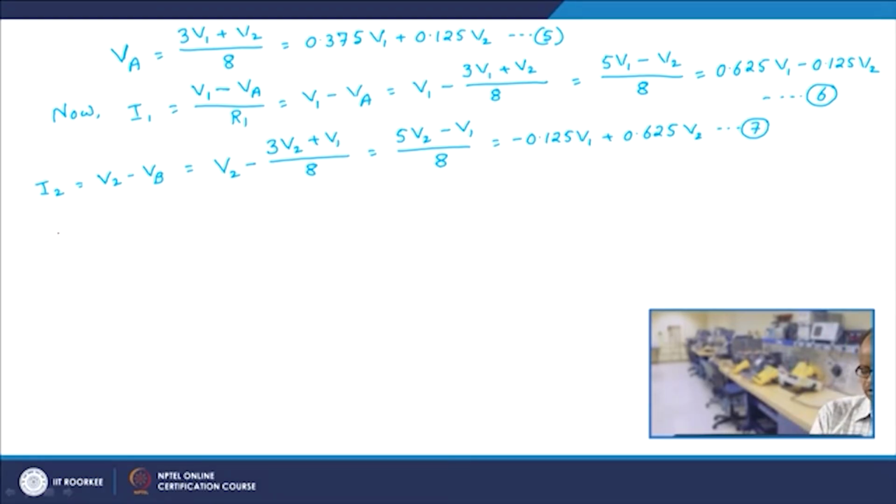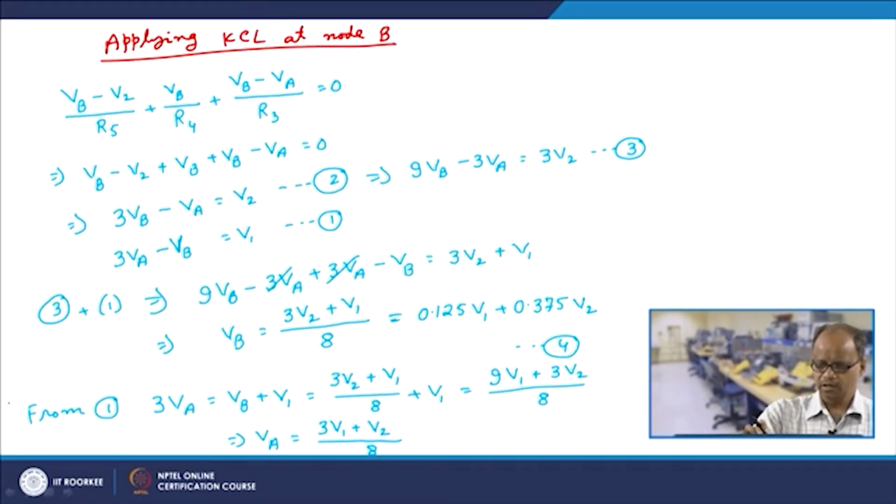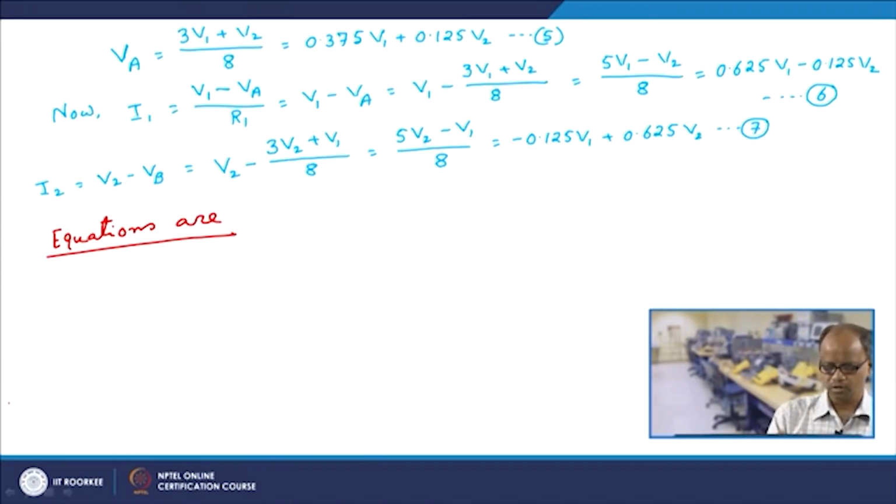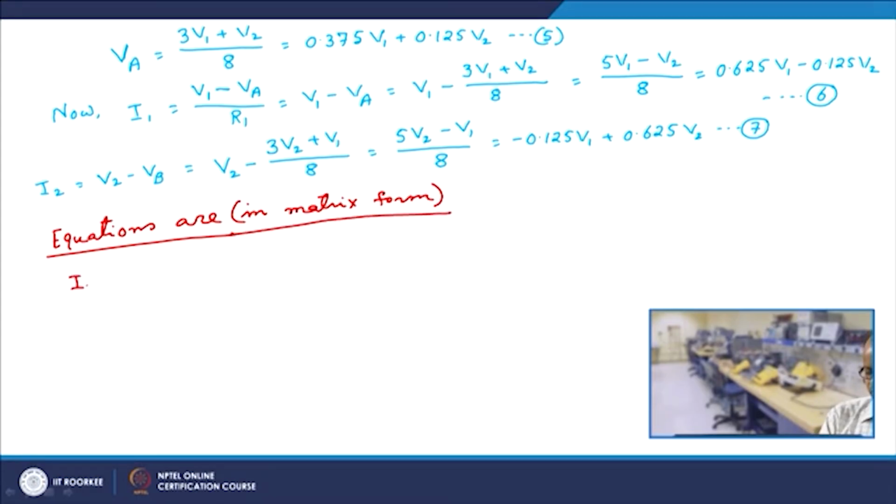So, now our equations are, let us look at what was our equation. So, our I1, I2, VA, VB. So then in matrix form, we have got I1, I2, VA, VB.